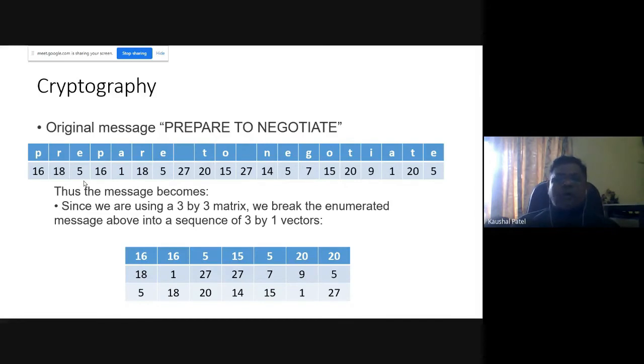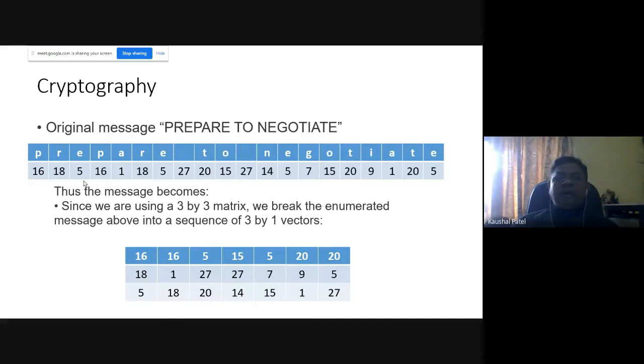Now, this is not the encrypted message actually. This is still the proper message, because we just assigned the values. Now we are converting it into a 3x3 matrix. This is where linear algebra comes into the picture. Since we are using a 3x3 matrix, you can develop your own matrix also. It is not necessary that you go through the 3x3 matrix. You can assign your own matrix and convert into your own matrix format.